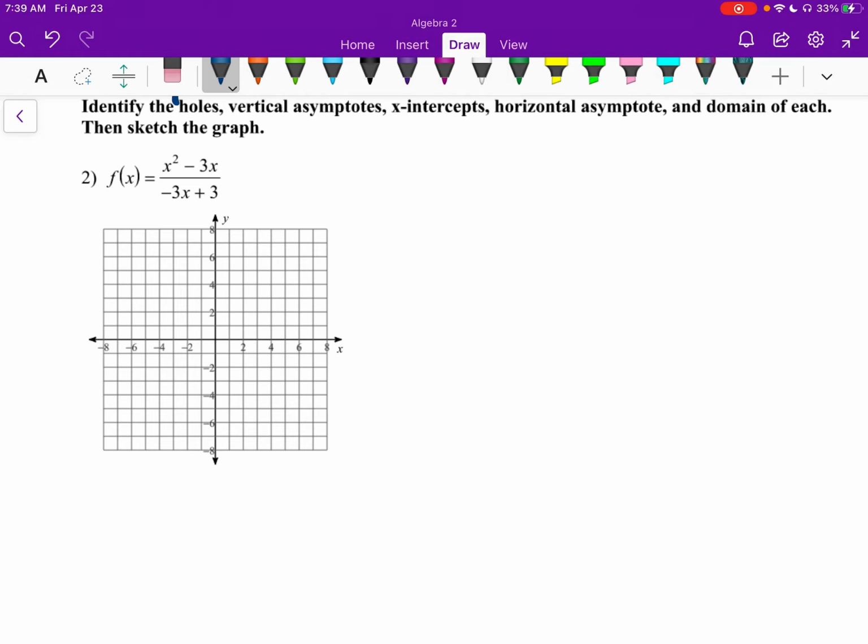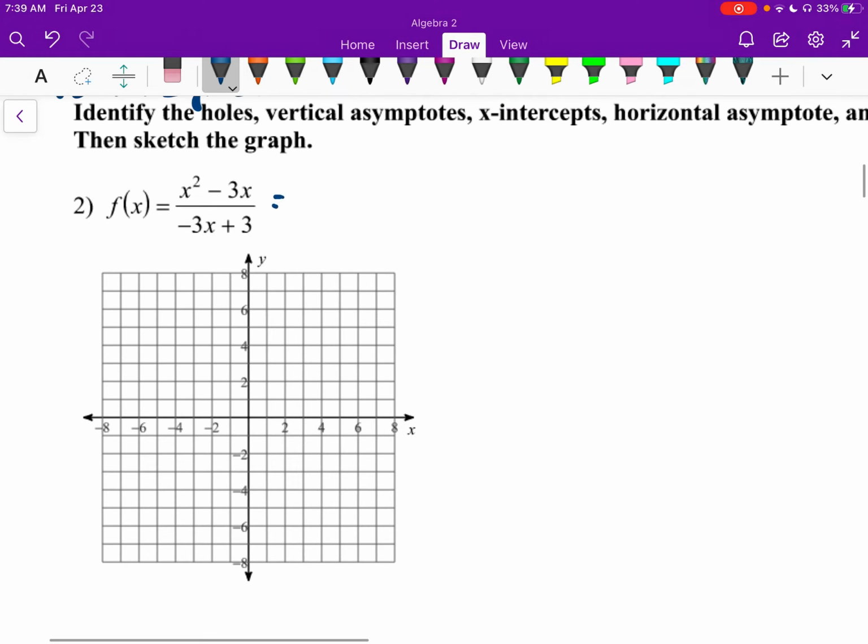So starting off, I'm going to list the domain. Well, actually, you know what? Starting off, I'm going to factor. The top I can pull an x out of, so x minus 3. The bottom I'm going to pull a negative 3 out of. Negative 3, x minus 1.